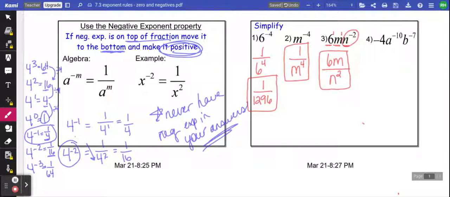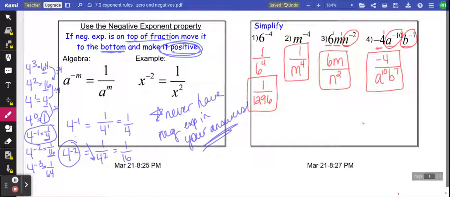Okay, same thing here. We've got negative 4, a, and b. But a and b are the only ones that have the negatives as an exponent, right? This guy has a 1. So when I write my fraction, negative 4 is going to stay on top, and then a to the 10th and b to the 7th are going to drop down below. Again, 4 doesn't drop because it's only a negative number. It doesn't have a negative exponent. And we don't make negative numbers into fractions every time we use them.